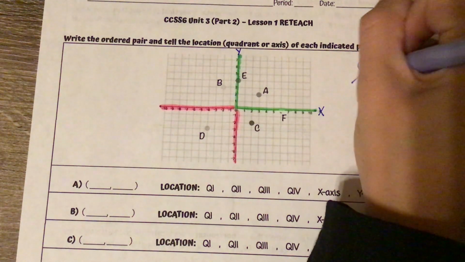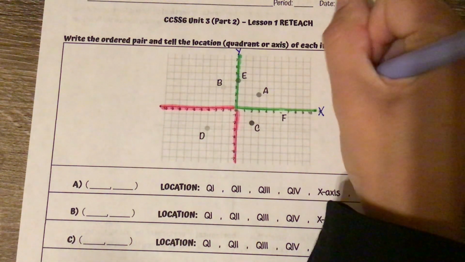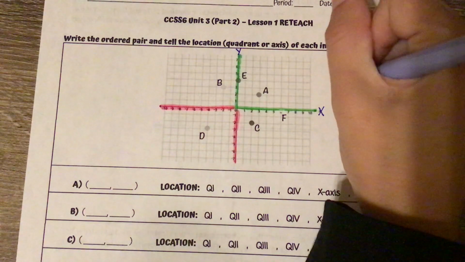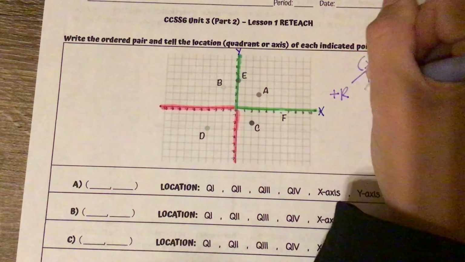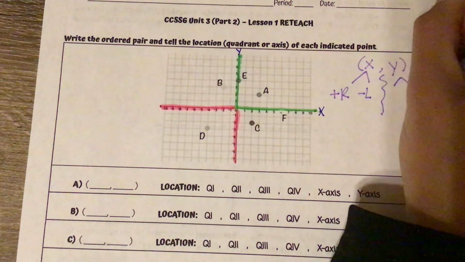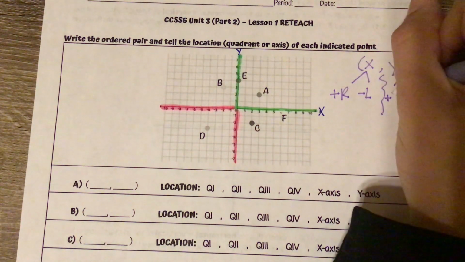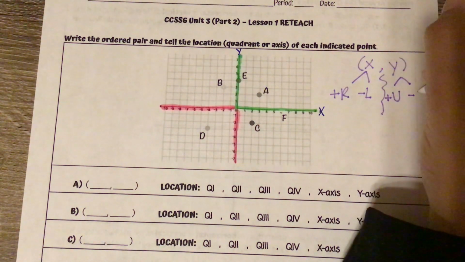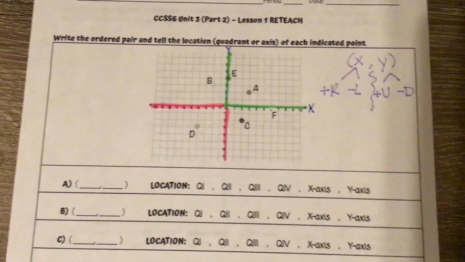So for x, if it's positive, that's to the right. If it's negative, that's to the left. For y, it's positive if you go up, it's negative if you go down.